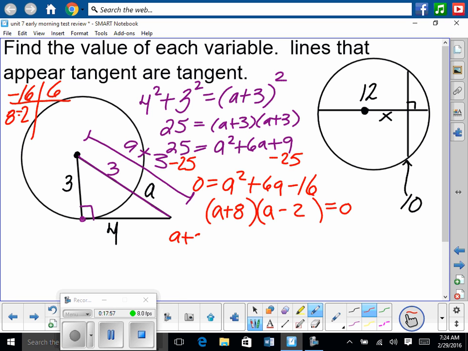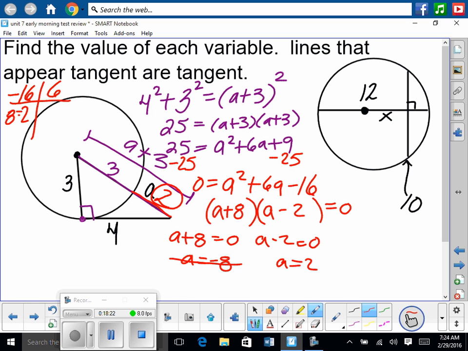So a plus 8 is equal to 0. Therefore, a is equal to negative 8. And a minus 2 is equal to 0. Therefore, a is equal to 2. So we have two answers, which makes sense. With the quadratic, you should always have two answers when solving. We would throw out the negative answer because this piece is obviously not negative. So we throw that answer out. We do keep, however, the 2, right?